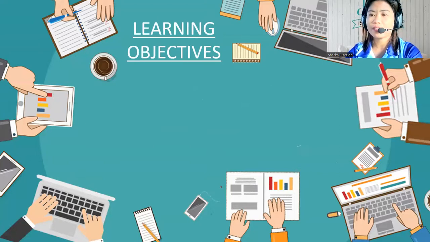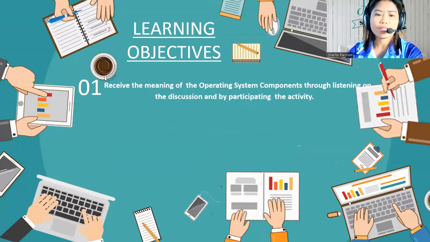To start with, let me introduce these learning objectives. The first one: you will understand the meaning of the operating system components by listening to the discussion and participating in the activity. After this discussion, you will answer the activity that will be sent to you in your Google Classroom in this subject, CEC 207 Operating System, so that you can participate in the activity.